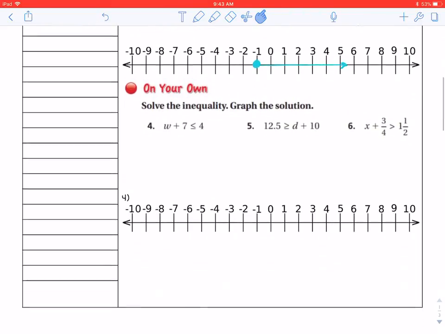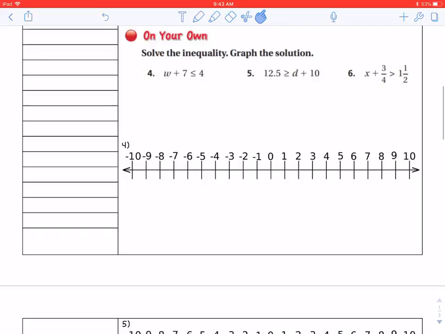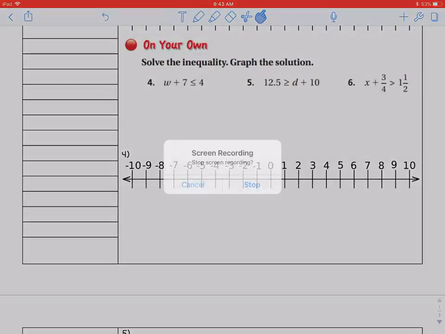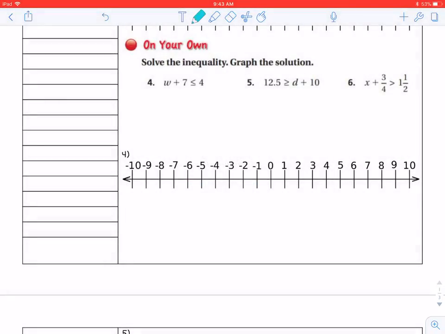So you've got some on your own to follow up, but I'm actually going to do these ones with you. So let's check these out. We are going to be solving the inequality and graphing the solution, just like we did on that last one. I'm actually going to do number 6 and number 4 for you, but I'm going to let you do number 5. So let's start off with number 4.